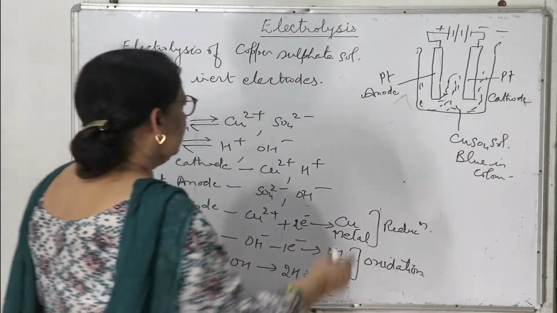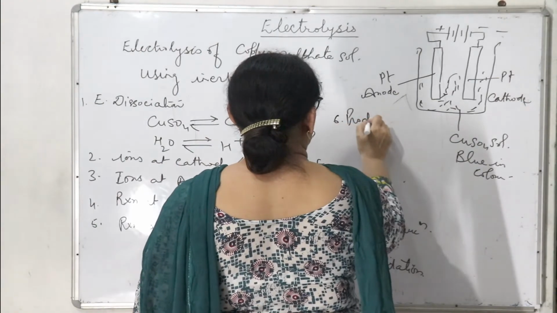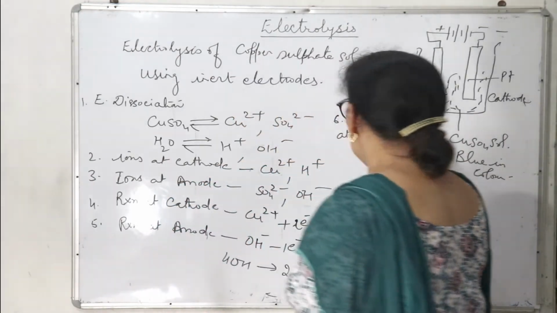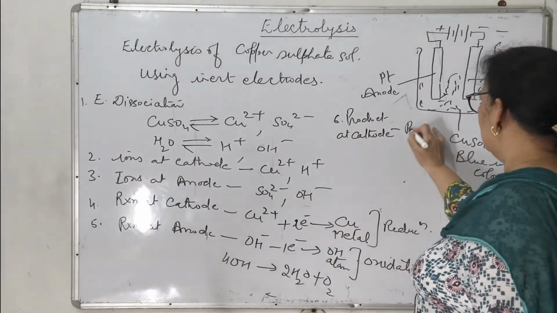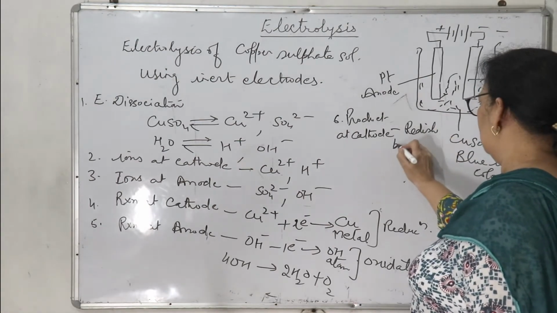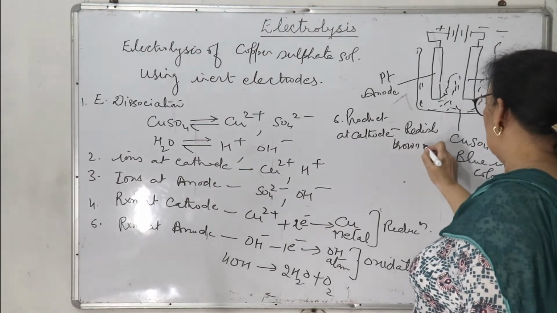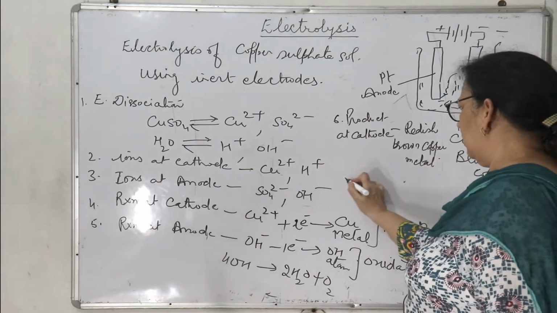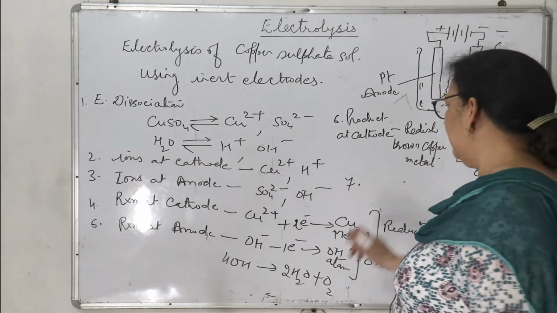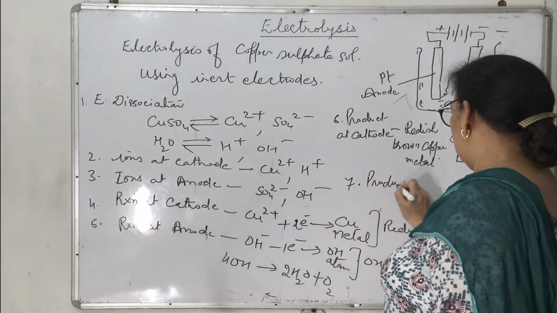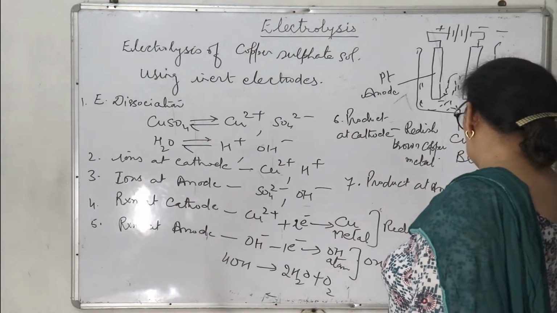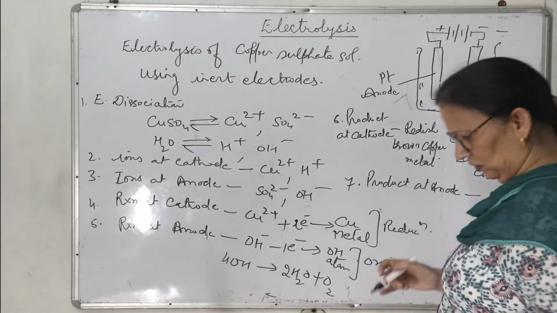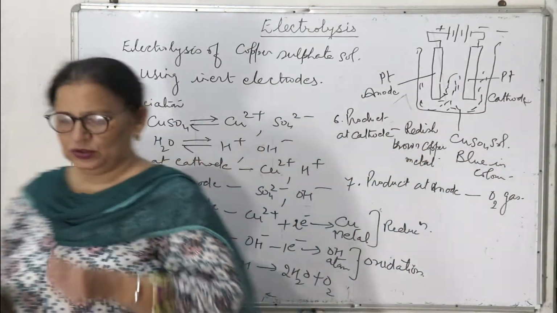Now what is the product at the cathode? That is reddish brown copper metal. And which is the product at the anode? That is oxygen gas.